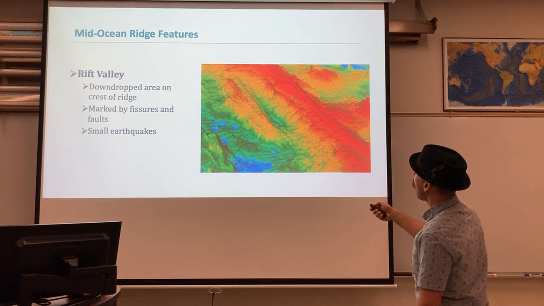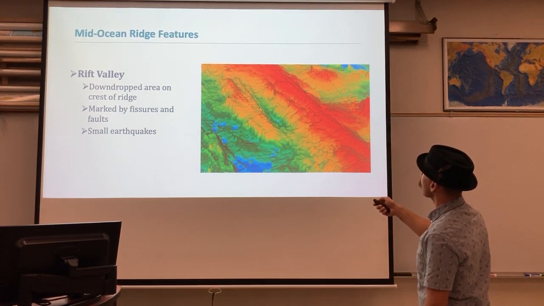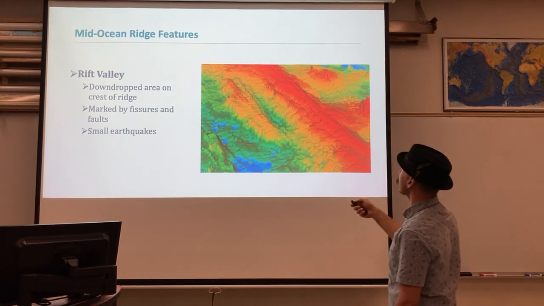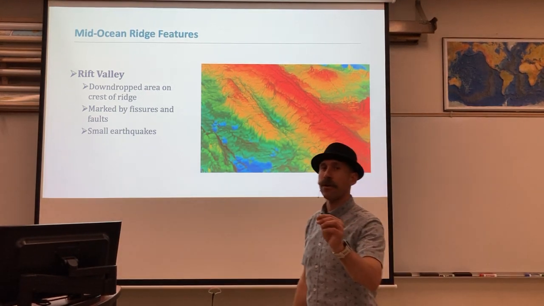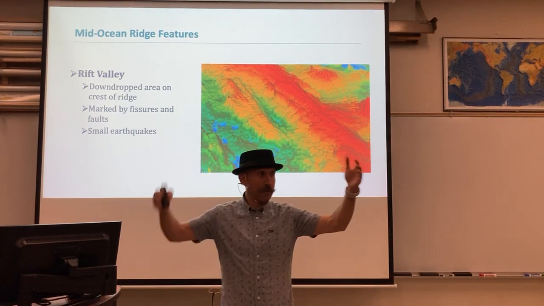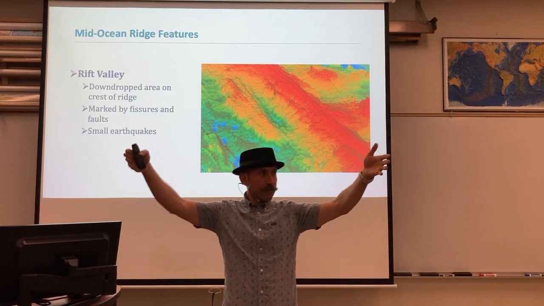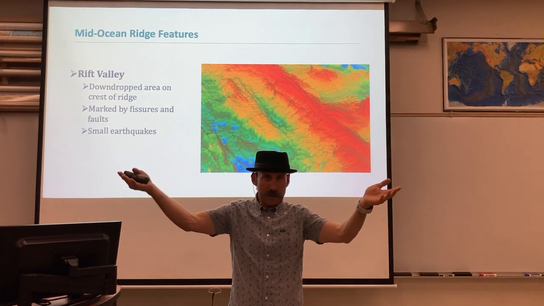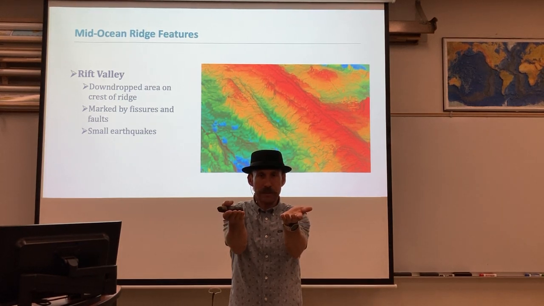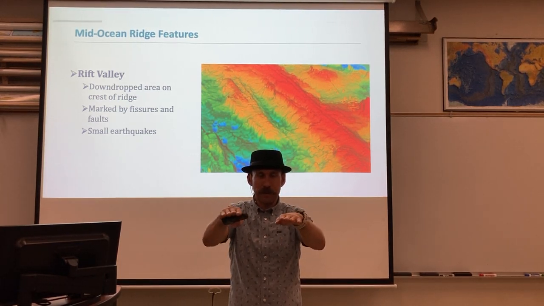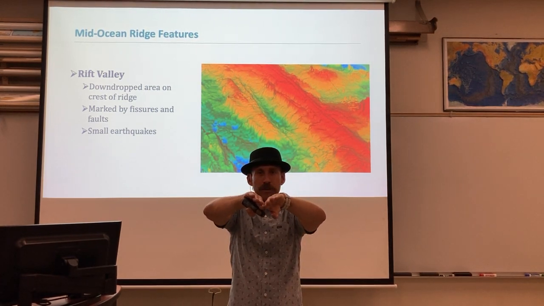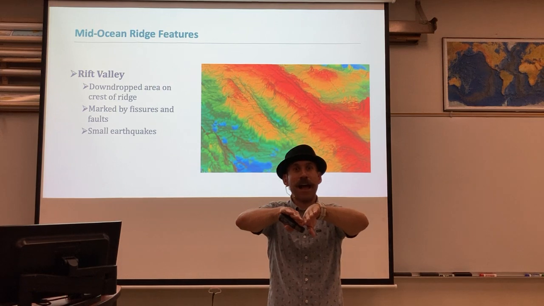In the middle of the mid-ocean ridge is a rift valley, a downdrop area marked by fissures and faults with shallow, small earthquakes. So if I can wave my hands a little bit, we've got the edges of the ocean, continental margins. We've got the deep abyssal plain, longest, flattest places, deep ocean basins. And then we have, I'm going to turn my hands this way, the mid-ocean ridge that's elevated, and right in the middle is a rift valley.